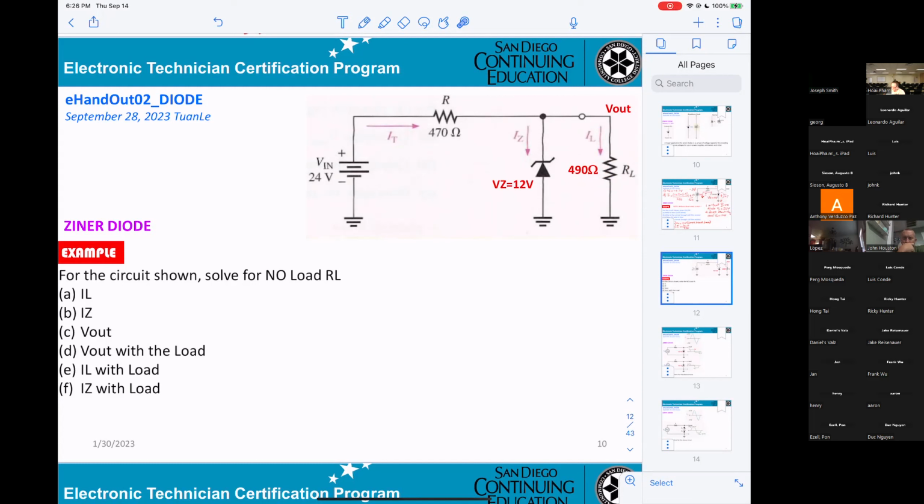You said you removed the resistor? Yeah, that's what they said here. Zero. Shown for no load IL. That means you don't have that one, then you got 0. Perfect. That's very simple.